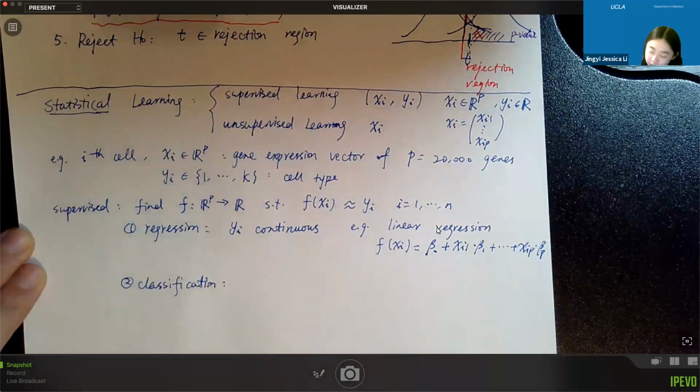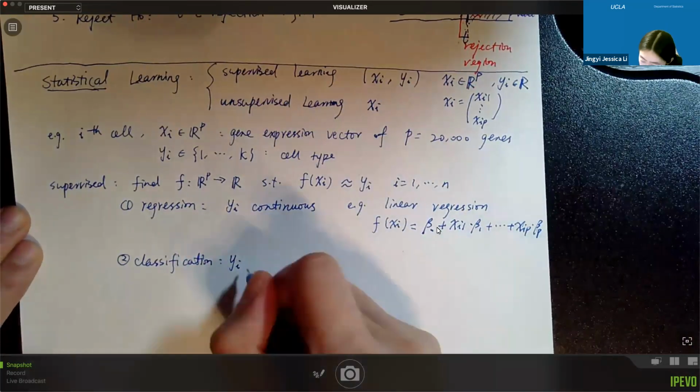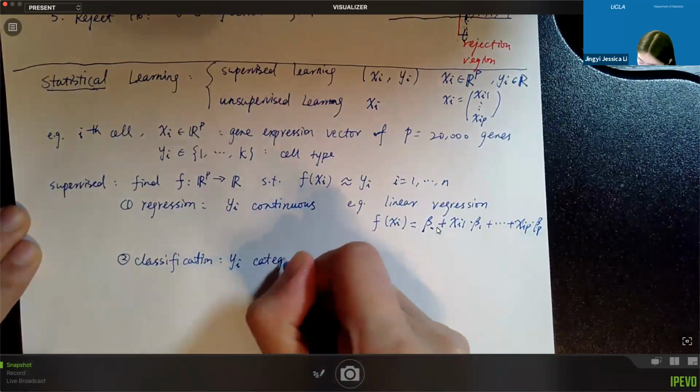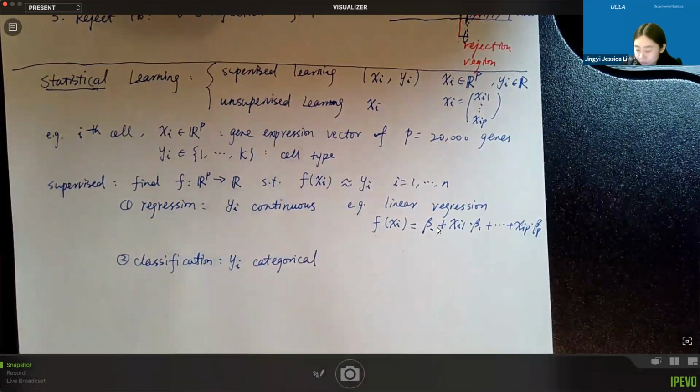And in that case, the yi is not continuous but categorical. So for example, we may have the yi to be binary, 0, 1. We call that binary classification. Or if yi has more than 2 categories, we call that multi-class classification.